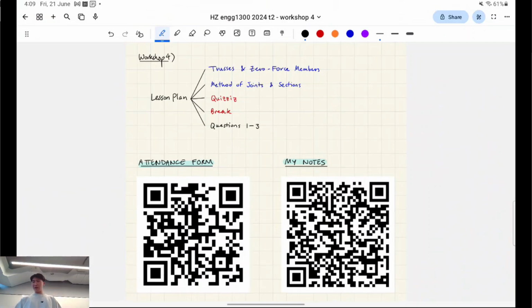As usual, we'll have our quiz and our break, but I'm forecasting this workshop to be a bit shorter than last time, so you'll be able to leave before 6 o'clock on the dot.